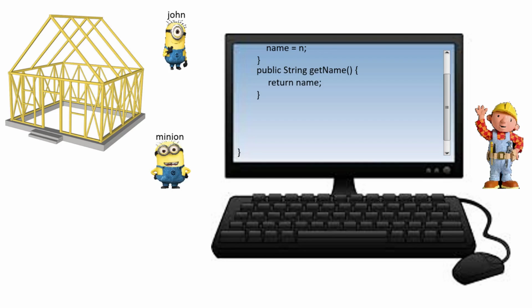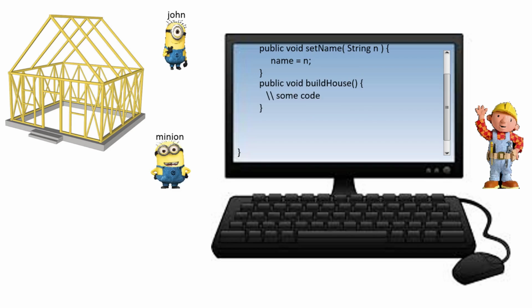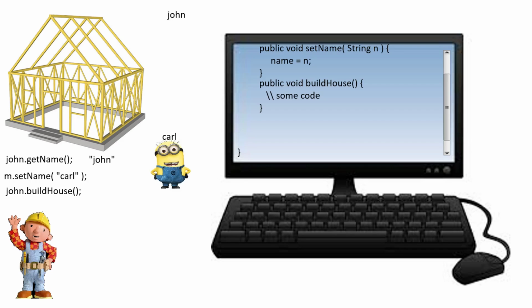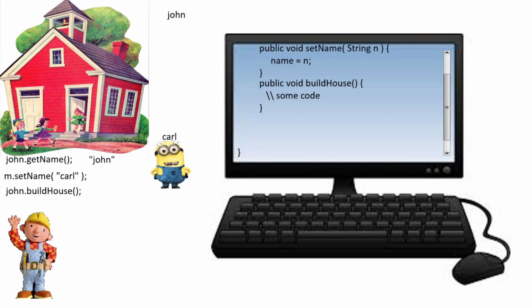Bob then writes two methods, one for getting the name of a minion, and the other for setting the name to a different one. He also adds the code to allow minions to execute tasks, such as building a house. Using the minion's help, Bob builds his house with only a couple lines of code.